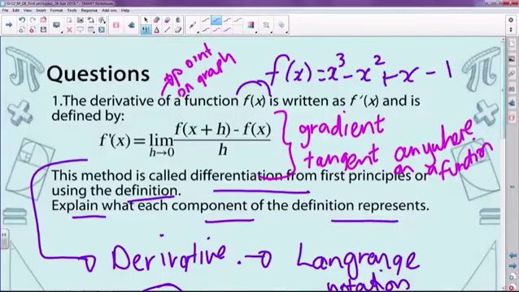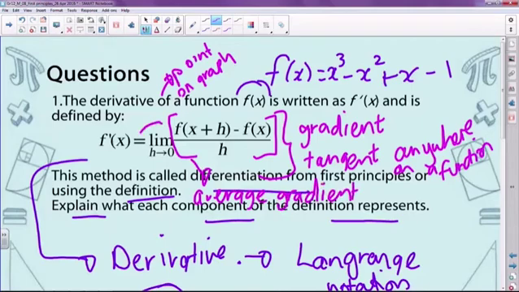And just to remember, overall the formula gives us the gradient of a function, or the gradient of a tangent anywhere on the function. If you were just looking at this little part of it here, f of x plus h minus f of x all over h, that just gives you your average gradient, the gradient between 2 points. As soon as you add in the limit as h approaches naught, it then gives us the gradient of the tangent anywhere on the function.